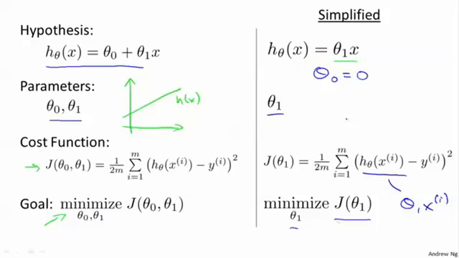In pictures, what this means is that if theta 0 equals 0, that corresponds to choosing only hypothesis functions that pass through the origin, that pass through the point (0, 0) over there. Using the simplified definition of a hypothesis and cost function, let's try to understand the cost function concept better.